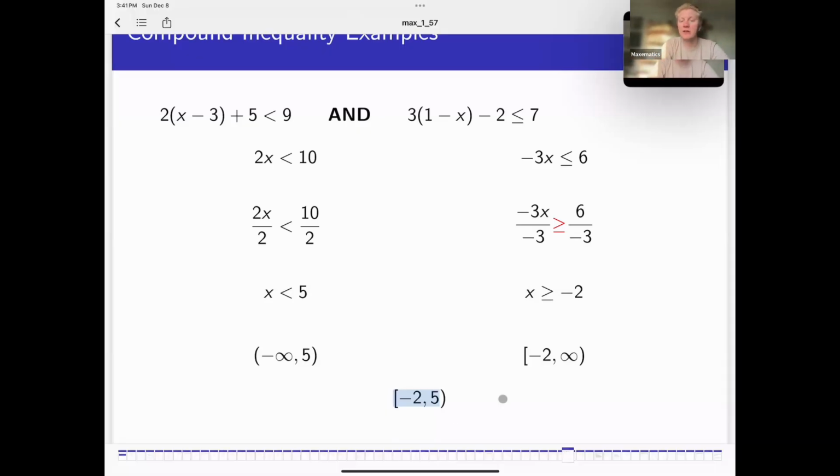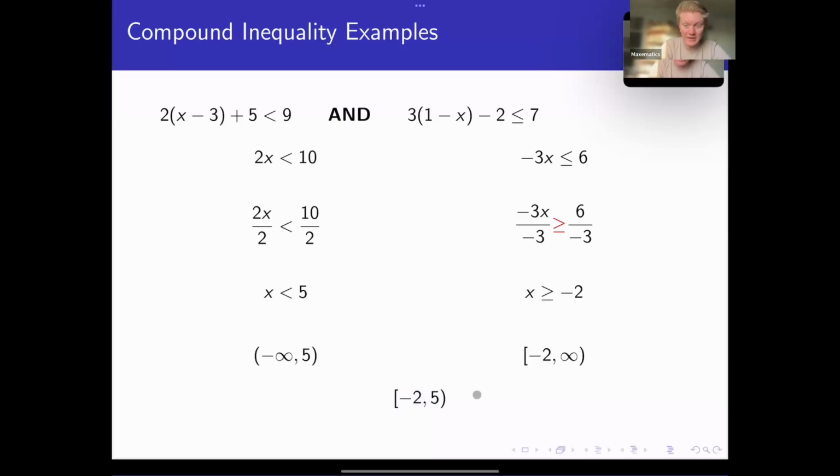Now, if we were to plug in a value that is not within our solution set, let's say we plug in 6. Well, 6 minus 3 is 3. 2 times 3 is 6. 6 plus 5 is 11. 11 less than 9 is not true. 11 is not less than 9. So this one fails. And by definition, for and, the whole thing fails.